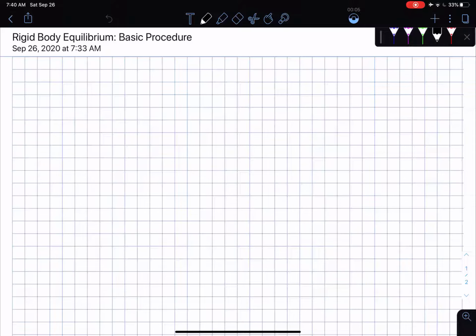So, we're going to be looking at what I think is real statics from now on. We're going to be looking at the idea of rigid body equilibrium, and then I'm going to outline a basic procedure. We will keep this video short, and then we will dig into problems. I hope that sounds good to you. All right. So, rigid body equilibrium, that's the topic for today.